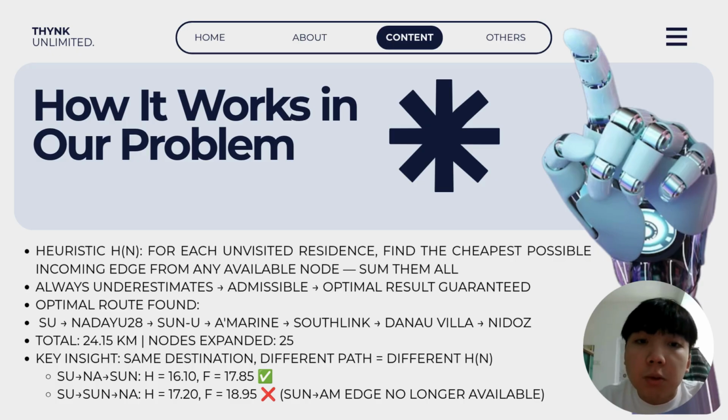Initially, from Sommerville University go to Nadayu, then go to Sanyu, which gives an f value of 17.85. But from Sommerville University go to Sanyu, then Nadayu gives a different value of 18.95. The distance traveled is the same, but the second path loses the cheap Sanyu to Emerin edge, so the heuristic rises. A star correctly identifies the first path as more promising.